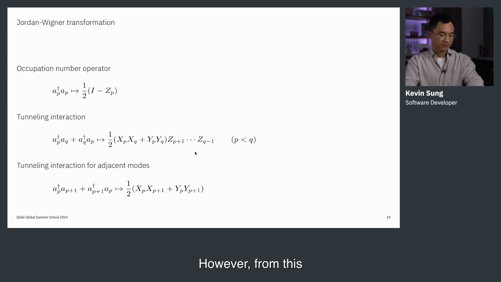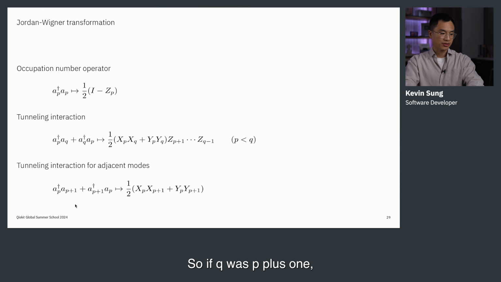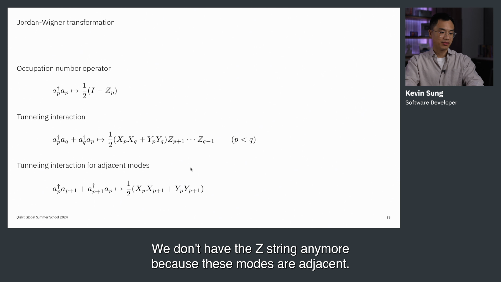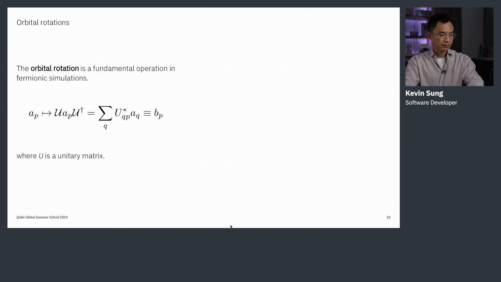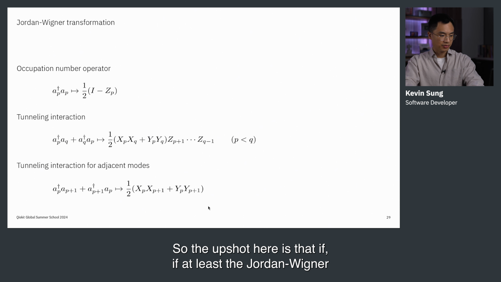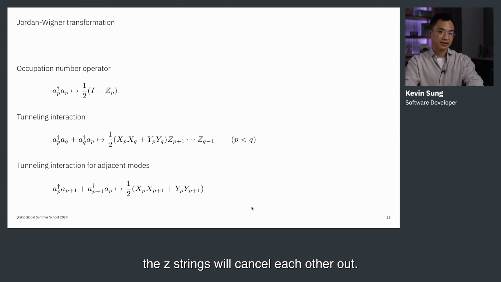However, from this expression, we can see that if the modes are adjacent, so if Q is P plus 1, then this qubit operator is actually local, right? We don't have the Z string anymore because these modes are adjacent. It's just XX plus YY on adjacent qubits. So this is a 2-qubit operator. And so the upshot here is that, at least for the Jordan-Wigner transformation, often if these operators are next to each other, the Z strings will cancel each other out. And that's something that's very useful to take advantage of.